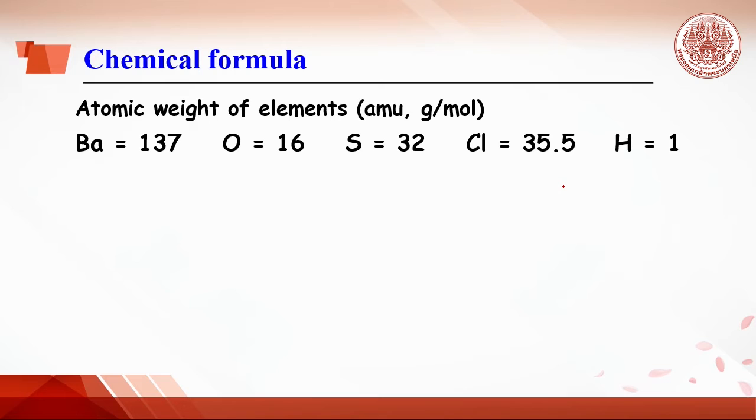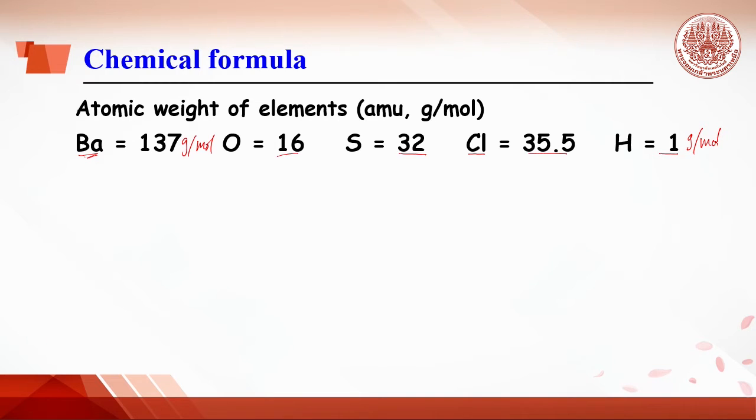What is the meaning of the chemical formula? From the periodic table, students understand the atomic weight of the elements. For example, barium atom weighs 137 grams per mole. Oxygen is 16, sulfur 32, chlorine 35.5, and hydrogen is about 1 gram per mole. Once compounds are produced, the molecular weight of the compound is obtained from the addition of atomic weights.